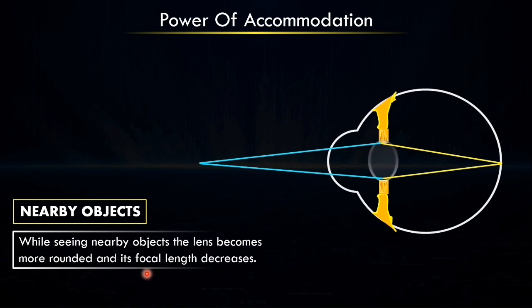So monot rakhiba, durot thoka object eta ami saute amar sokur lens kon flat hoy aru titia focal length to increase hoy. Kintu usor bostu eta saute amar sokur lens kon round hoi jay. Okay? Aru focal length to decrease hoy. I hope there is no doubt.